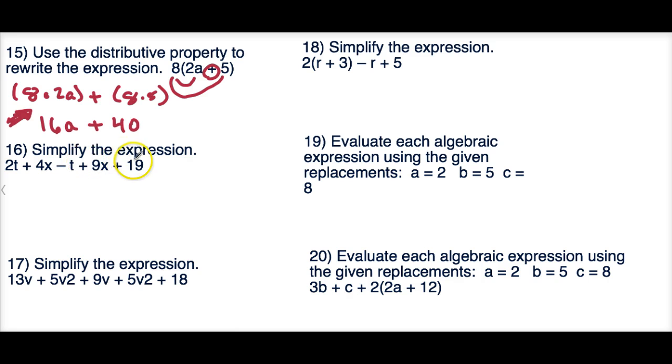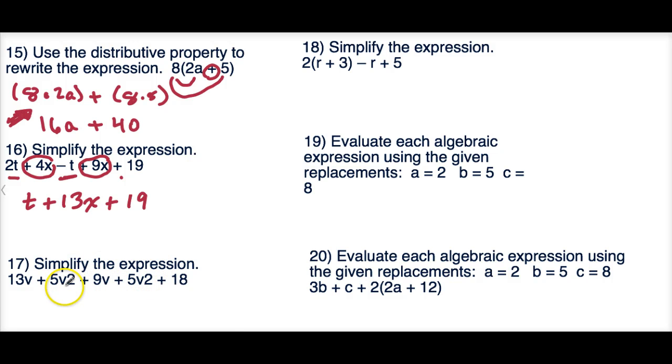Number 16 is to simplify the expressions. This is where I have to find like terms. I have 2t, I have a negative t, so that's going to be one like term. I have x's, and again I'm circling the operation with it, and I have a constant. So my 2t minus 1t is a plain t because there's a 1 there. My 4x positive and my 9x positive is going to be positive 13x, and then my constant didn't have any other constant, so it's just going to be 19. And that is in simplest form because t and x and constants don't have any further terms in common. When we're adding and subtracting, you have to have like terms.